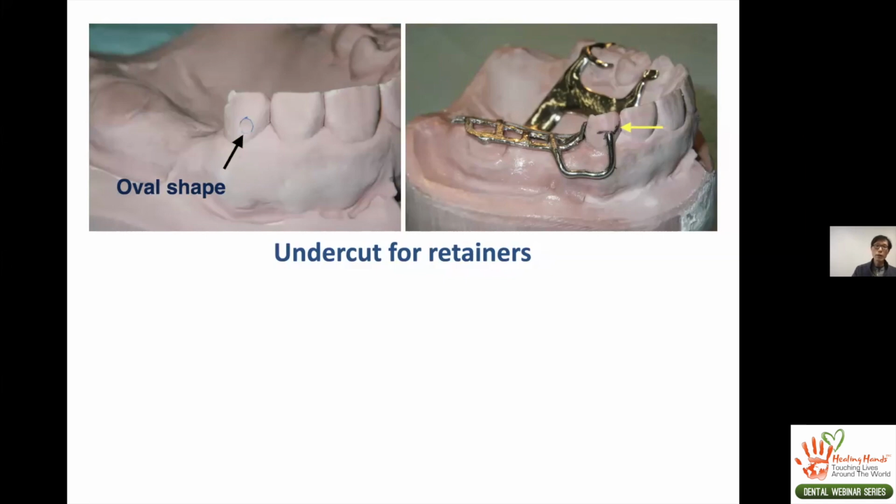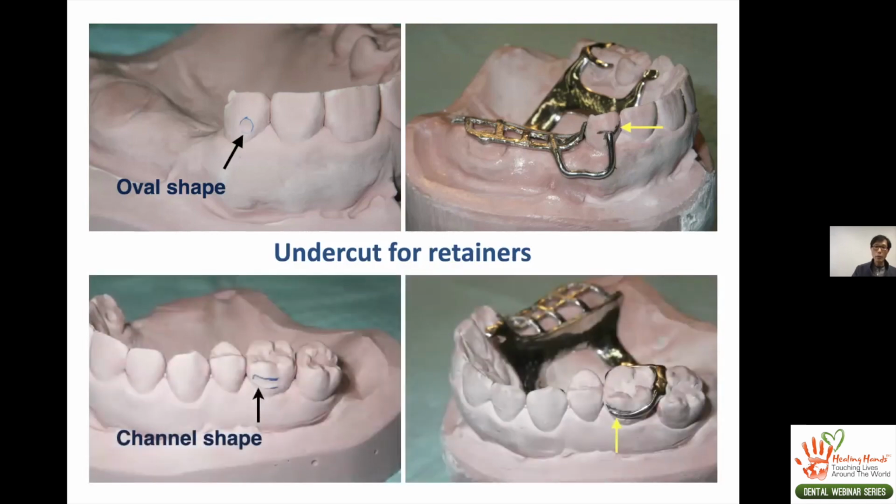Again, if there's an undercut presented by the natural facial contour, we don't really have to create an oval shape. What I'm talking about is if there is no undercut, then we have to shape that. The way I like to fashion it for an Akers clasp is to create a channel type concavity or depression. In this case, the clasp assembly arises from the distal occlusal embrasure site, crosses the mid-facial axial, and then engages the mesiofacial.